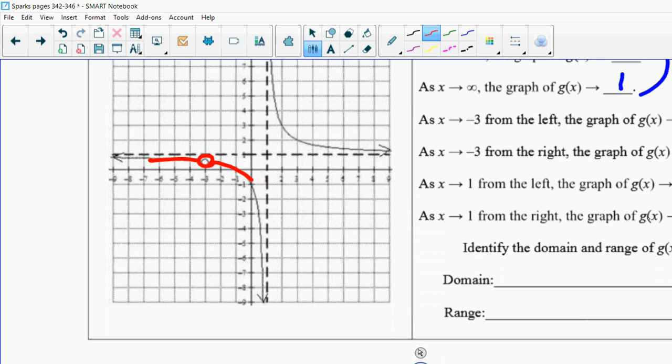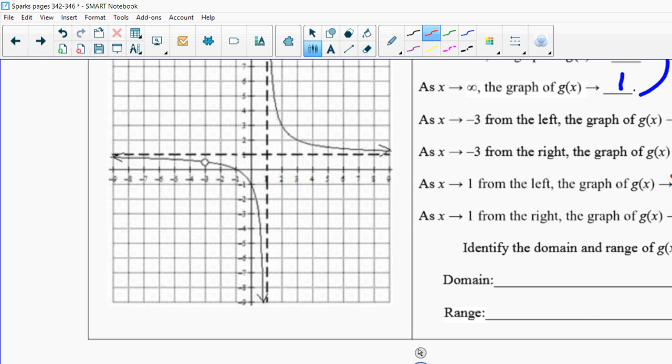As x approaches 1 from the left, negative infinity. As x approaches 1 from the right, infinity. What kind of discontinuity is a vertical asymptote called? Look back at your front page if you can't remember. An infinite discontinuity, and I hope that makes sense because the graph is approaching infinity or negative infinity. That's why it's called an infinite discontinuity.